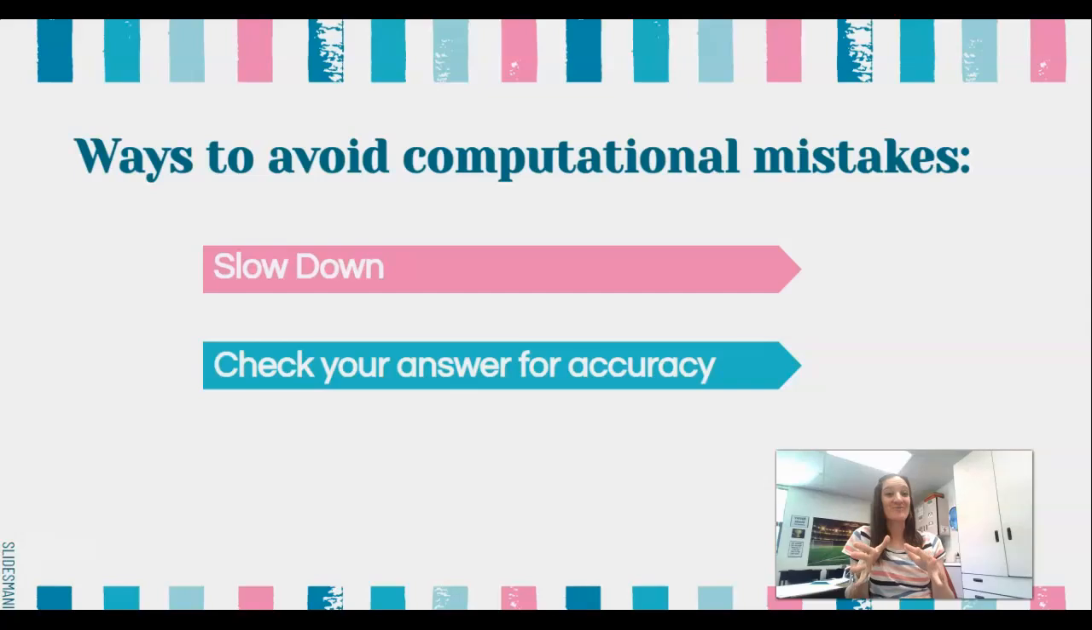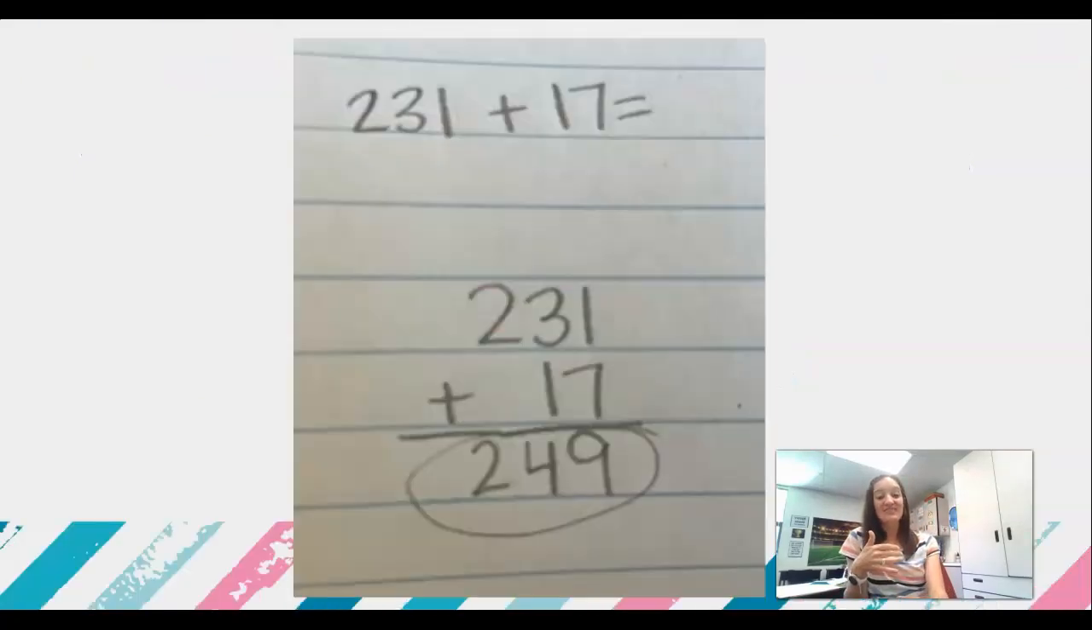Again, we slow down and we double check our work. So before moving on to the next problem, we just go over it again really quickly. 1 plus 7, 9. No. 1 plus 7 is 8. And then you can erase it and put an 8 before moving on. And it's as quick as that, checking your work, okay?